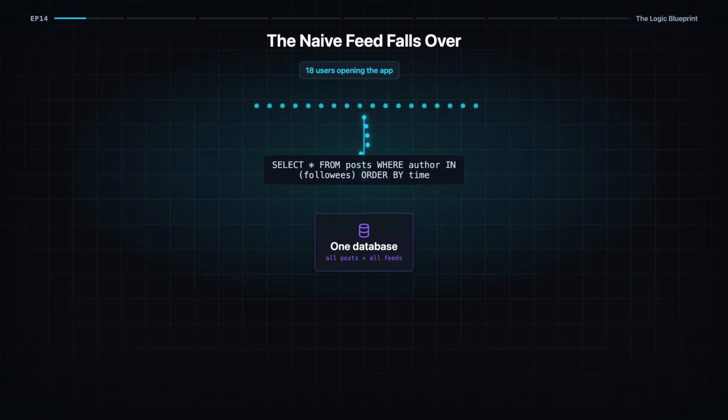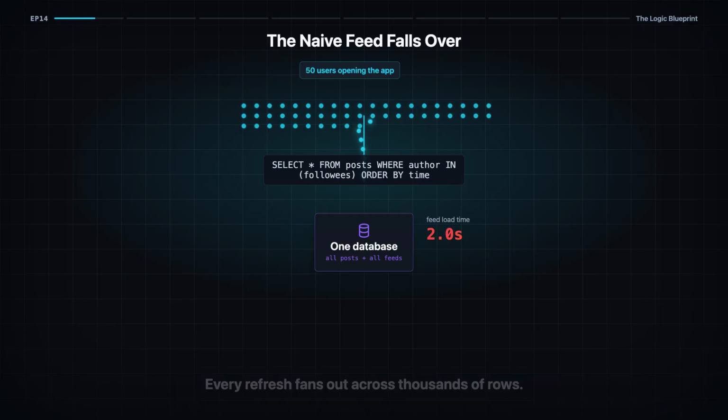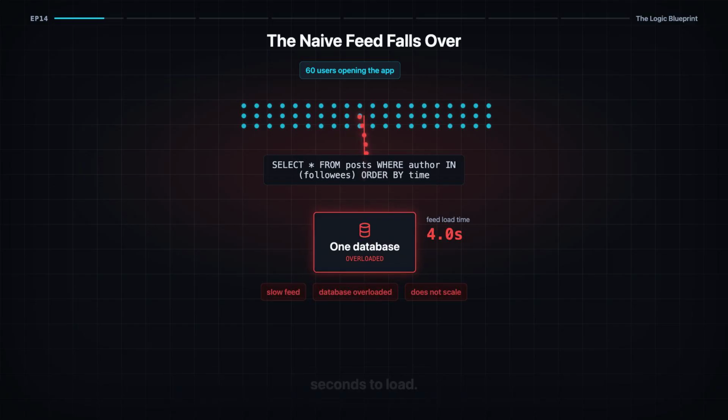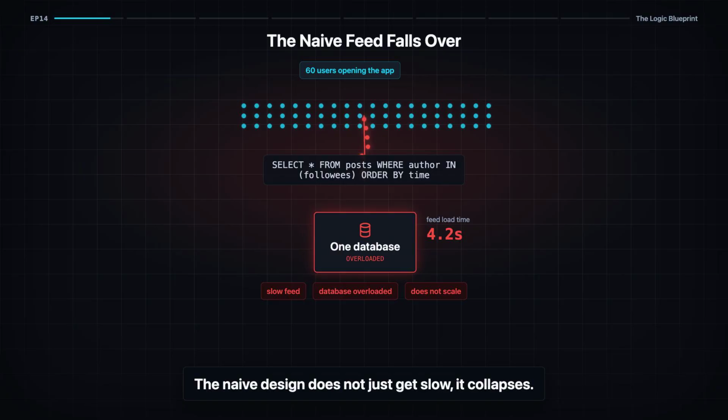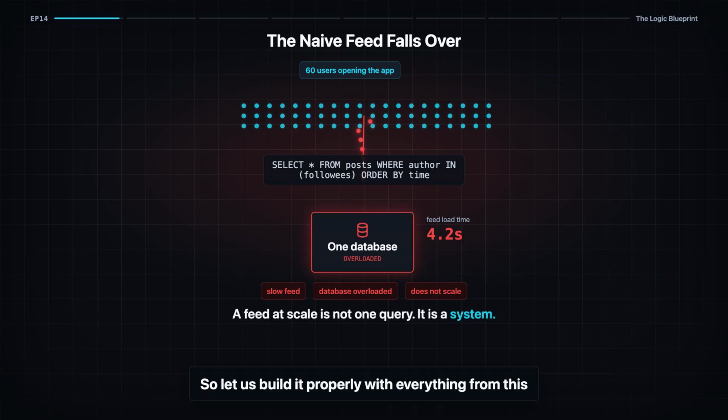But here is the trap. With millions of users and billions of posts, that query runs constantly. Every refresh fans out across thousands of rows. The database melts under the read load, and feeds take seconds to load. The naive design does not just get slow, it collapses. A feed at scale is not one big query, it is a system. So let us build it properly with everything from this series.